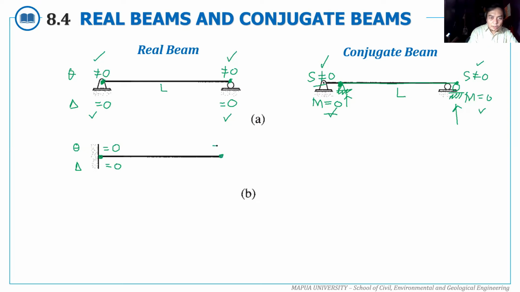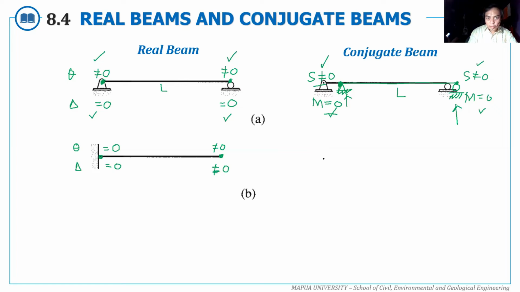Anong slope dito? Diba ang slope dito ay hindi 0? Kasi, diba, magde-deflect yan downward. So, if I draw a tangent line at the deflected point, the tangent line will create an angle with respect to horizontal. So, that means the slope there or theta there is not equal to 0. How about the deflection? Diba ang deflection dito, hindi rin 0? Actually, the deflection at the free end would be maximum. So, hindi siya 0. Ayan.